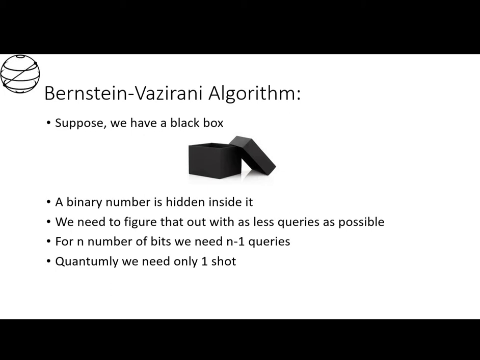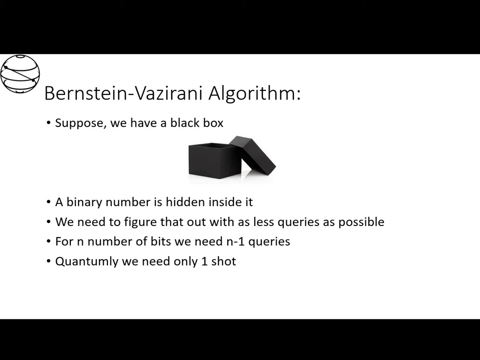Let's say it in a more physical way, or in a very general sense. Suppose I have a black box given. I hide some arrangement of bits in the box. Now I need to find out what the numbers are with as few queries as possible. Classically, I need at least n-1 queries, and quantumly I need one shot only. So let's give an example.